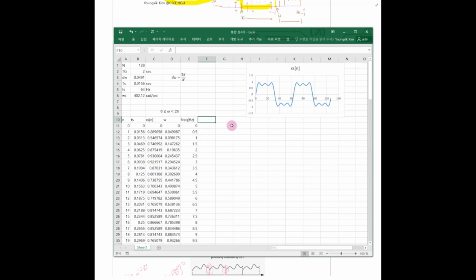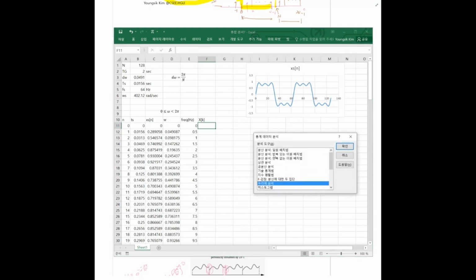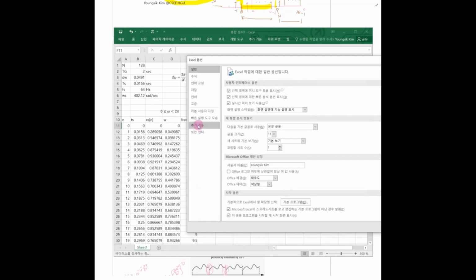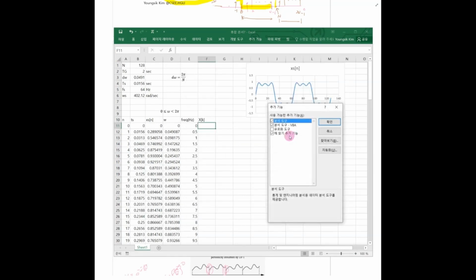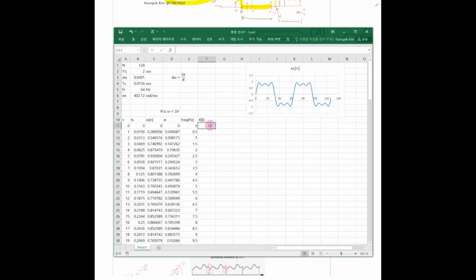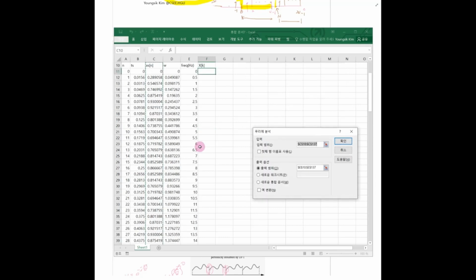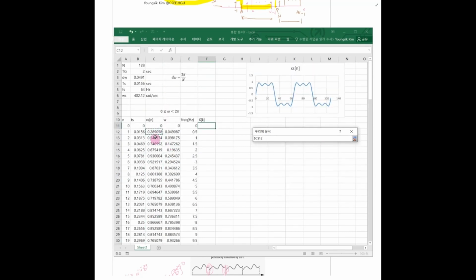And then I would like to find out the DFT of these signals. To find out the DFT, I would like to use the Fourier transform. In Excel, if you didn't find this Fourier transform menu, then you need to install it. Additional functions can be added from here, so you can add analysis tools that provide the Fourier transform functions. I would like to use the Fourier transform function from here, and first I have to choose the Fourier transform range.